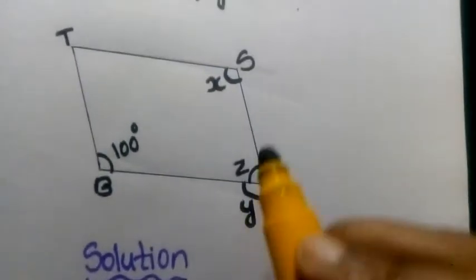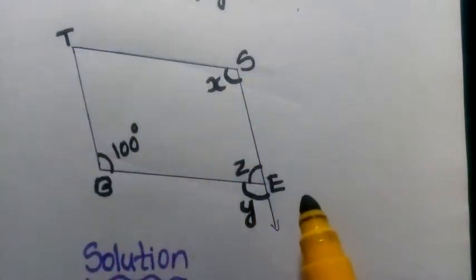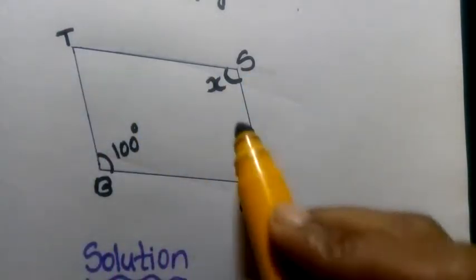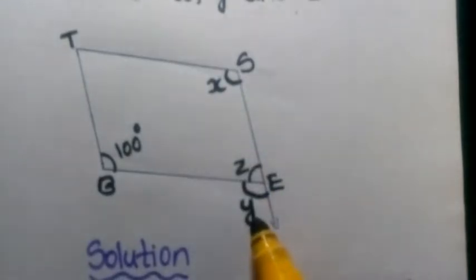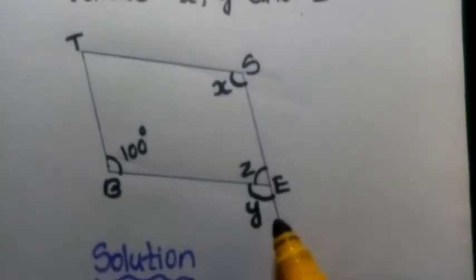Here, SC is the transversal of TS and BE. So, angle X and angle Y are corresponding angles. You have learned in your earlier classes, corresponding angles are equal.